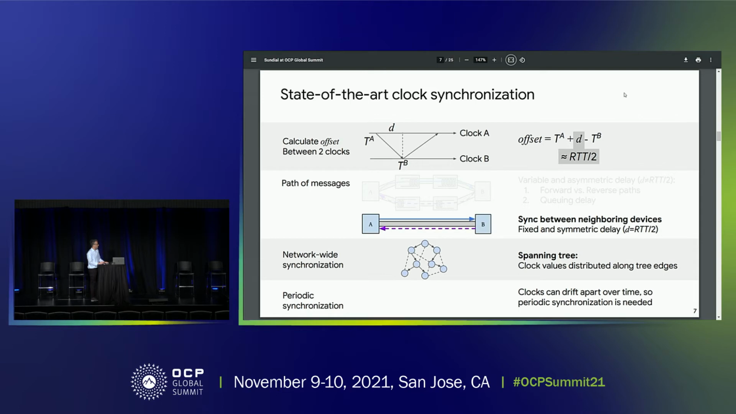To motivate the design of Sundial, let me briefly walk through bare bones essentials of clock synchronization. The very first step is to measure the offset between two clocks through timestamps and half RTTs. Then synchronization occurs over a path of devices. For the purposes of this talk, we are going to restrict our attention to boundary clocks, where synchronization is essentially occurring hop by hop. Then time is distributed in a data center, typically via a spanning tree. And then synchronization occurs periodically to account for the oscillator drift that can occur over time.